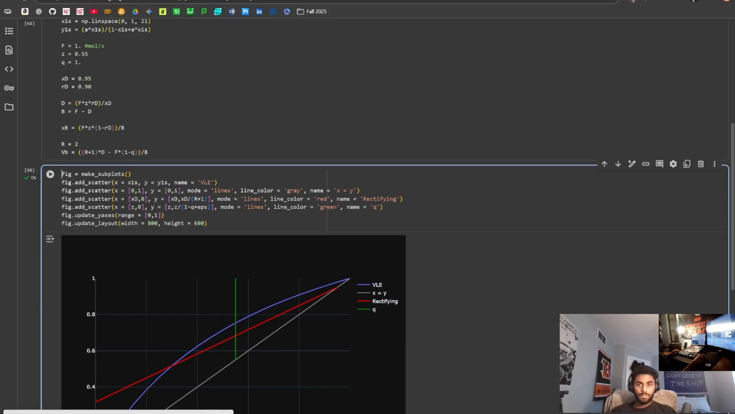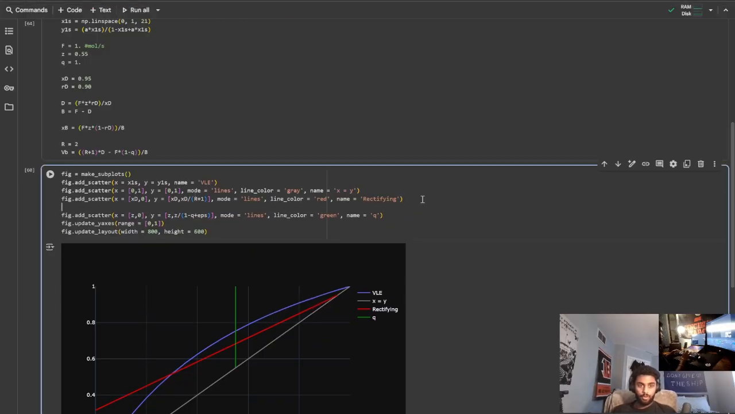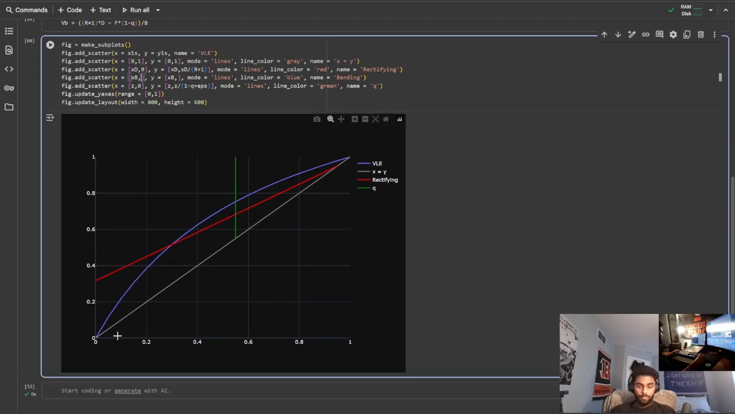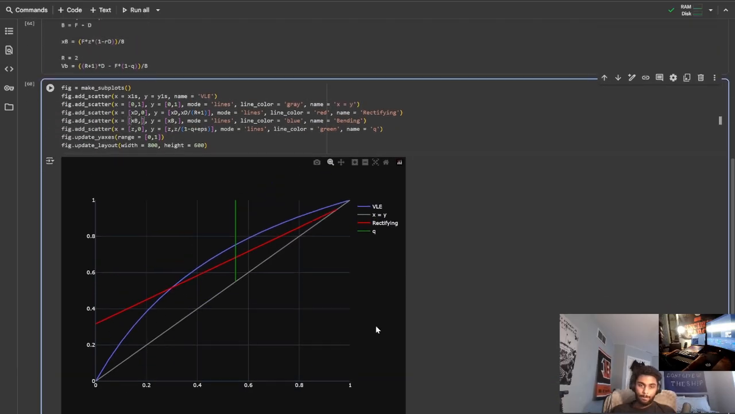Okay. So now we can go ahead and add this last scatter for our stripping section. I'll let it finish some of it for me, but not all of it. So now we still have that one point where our x is equal to our bottom's x and our y is equal to our bottom's x. That lies somewhere down here on our x equals y line.